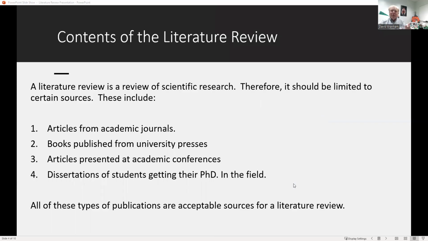Contents of a literature review. A literature review is a review of scientific research. Therefore, it should be limited to certain kinds of articles and books. And these include articles from academic journals. An academic journal isn't a regular magazine. It's a research-based publication.